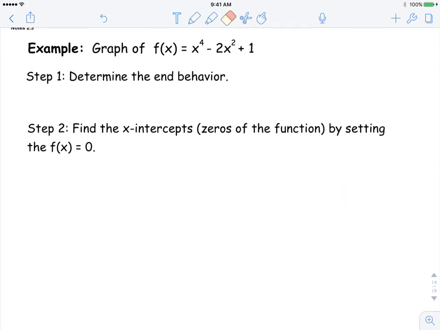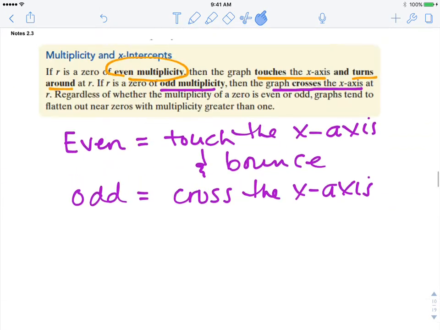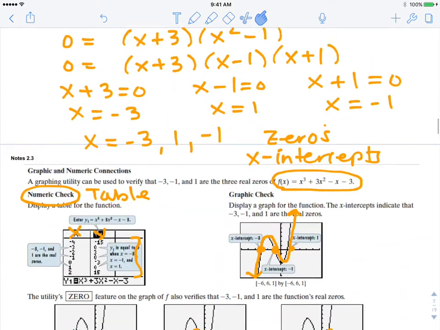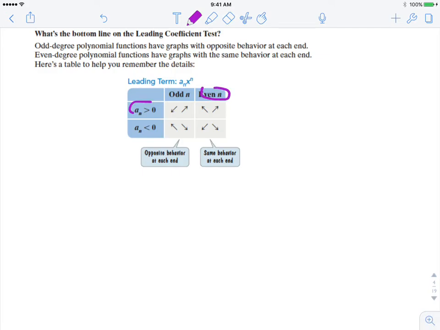as steps. So step one is we're going to identify the end behavior using our leading coefficient test. So our degree is 4 and our leading coefficient is greater than 0. So if we go up to our chart, our degree is even and our leading coefficient is positive. So that's telling us that we're going to rise on the right and the left.